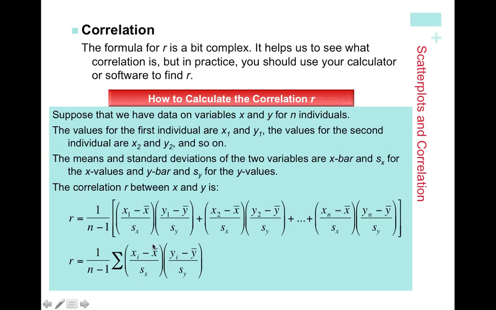These are kind of like z-scores. So z-score of the x's, z-score of the y's, adding them up and then doing 1 divided by n minus 1. This almost looks like a blend between the z-score formula that we've seen and the standard deviation formula, which tells us how spread out things are. And that's really what the correlation is measuring.